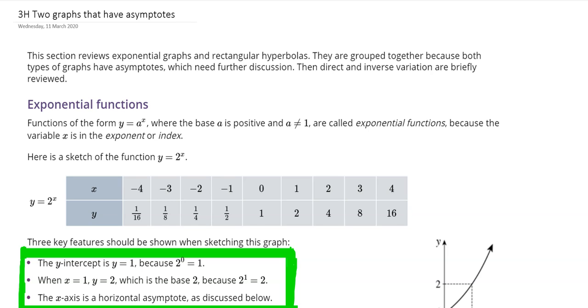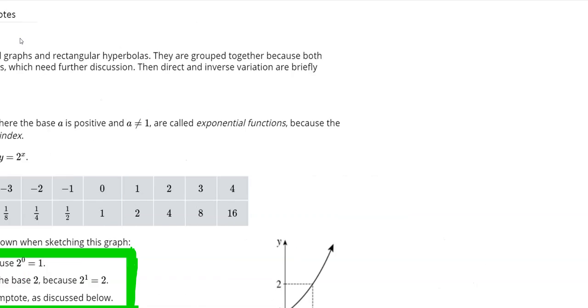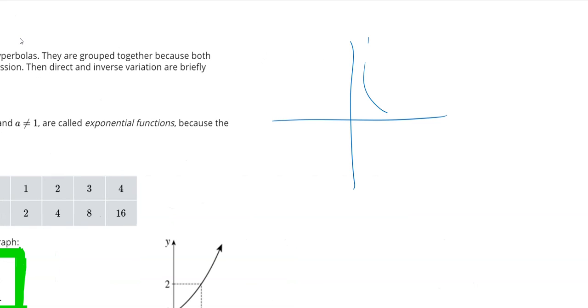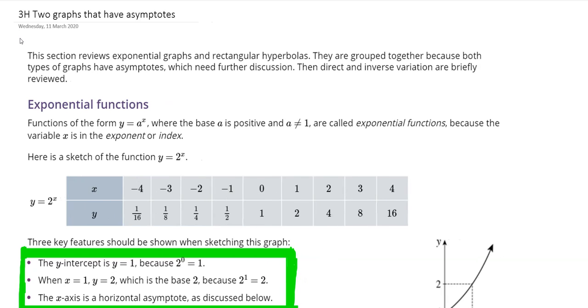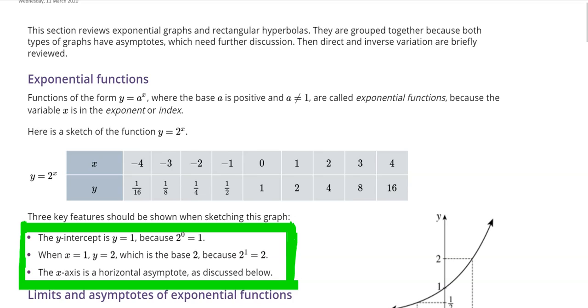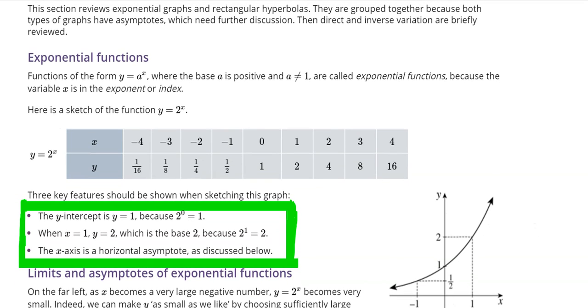No, not quite. Okay. Yeah, so we're looking at exponential graphs and rectangular hyperbolas. The rectangular hyperbolas sounds horrific, but that's really just these things, something like that, that go like that. And there's a good reason that they behave that way, which we'll go through. They're grouped together because both of the types of graphs have asymptotes, which we'll talk about in this section. So firstly, sorry, any questions?